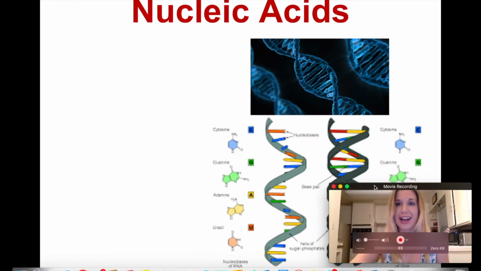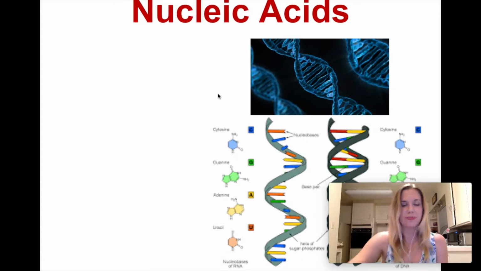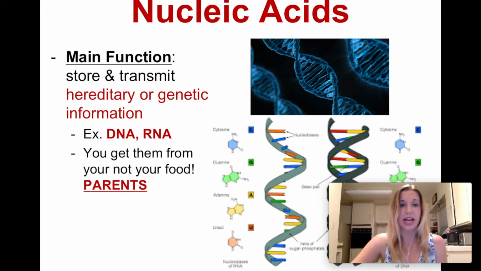We have nucleic acids, the ones that make up our genes and our genetic information. The main function of nucleic acids is to store and transmit hereditary or genetic information. Examples in the body are DNA and RNA. And you get them from your parents, not your food. So we do not ingest nucleic acids. We receive those when our parents conceive us.